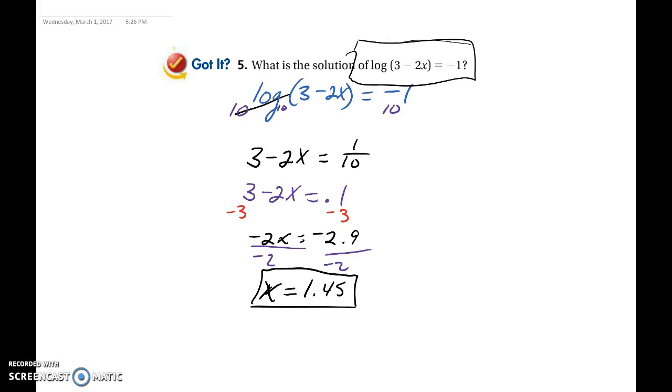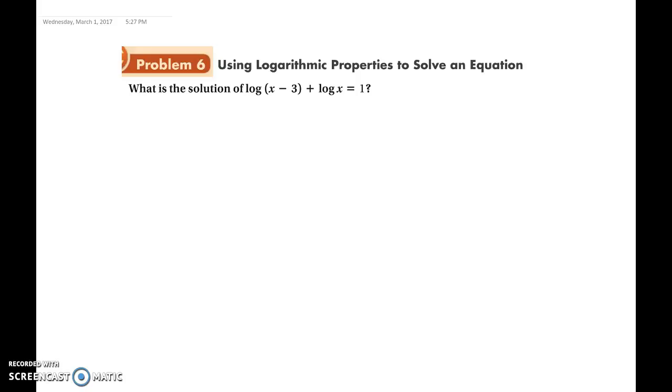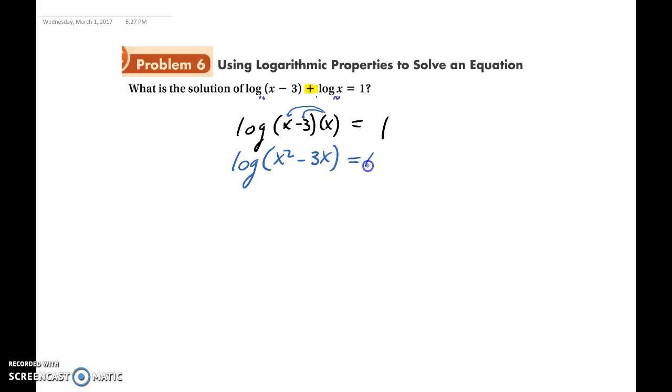All right, now there's one more example that we're going to go through. The first thing we have to do is use our logarithm properties. Since we have the same base 10 and the logs are being added, we need to multiply these two together. So we get log of x minus 3 times x is equal to 1. Then we distribute the x in, so we get log of x squared minus 3x is equal to 1.